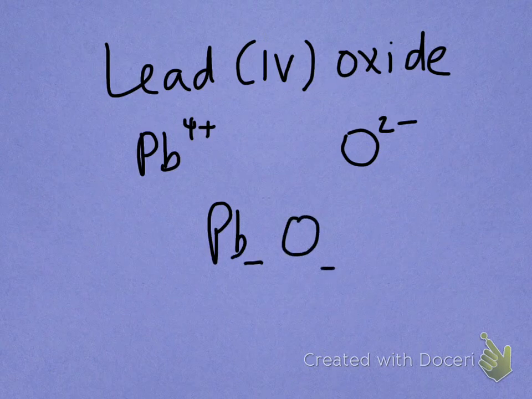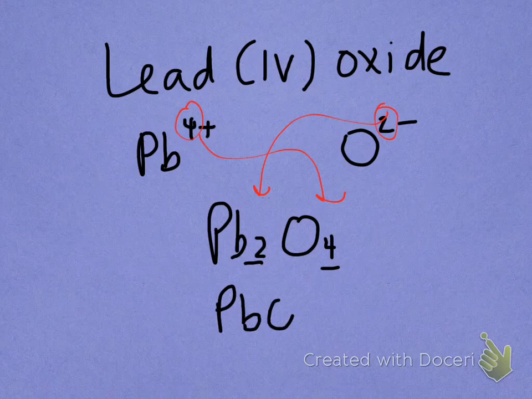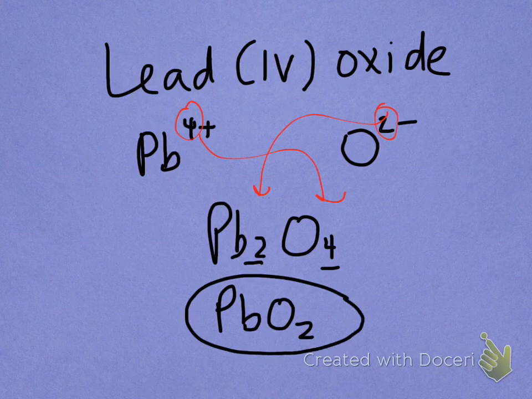Pb, room for a subscript. O, room for a subscript. Crisscross. Are we done? What do we have to do? Simplify. Lead 4 oxide is PbO2. Yes.